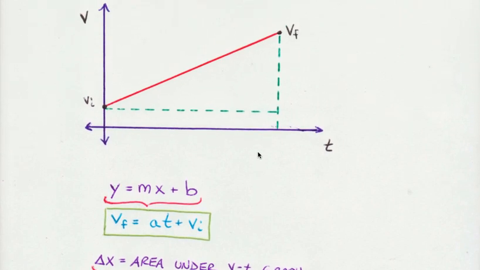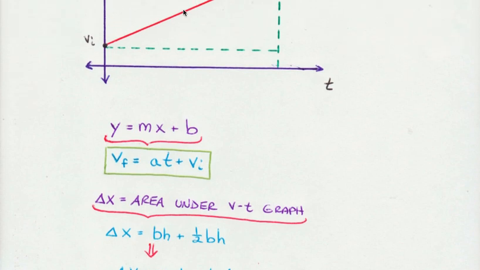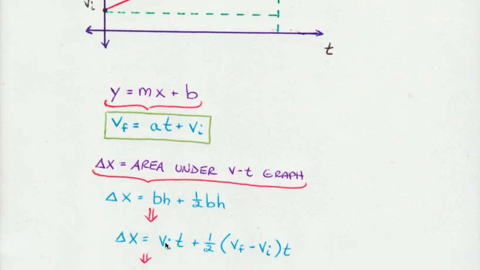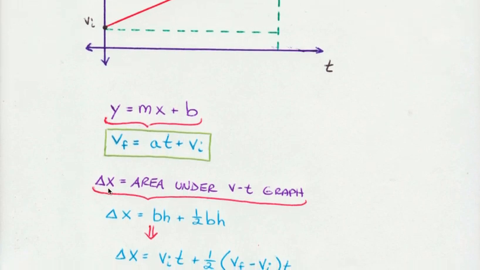I'm going to do the same thing I just did, but I'm going to plug in the values that are actually there. The base of this rectangle is actually time, and the height over here is the initial velocity. So base times height actually becomes initial velocity times time, because the base is measuring time and the height is measuring that initial velocity.